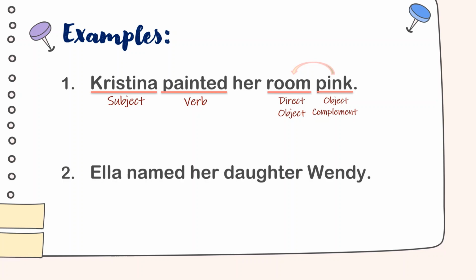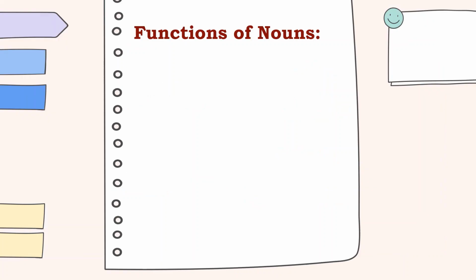Number 2, Ella named her daughter Wendy. As you can see, we have three nouns in this sentence: Ella, daughter, and Wendy. Ella is the subject who performed the action of the verb name. Daughter is the direct object who receives the action of the verb, and Wendy is the object complement that completes the information about the daughter. It tells us that the name given to the daughter is Wendy. Those are the different functions of noun.